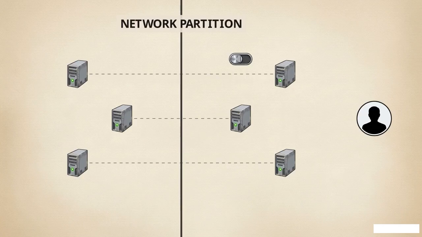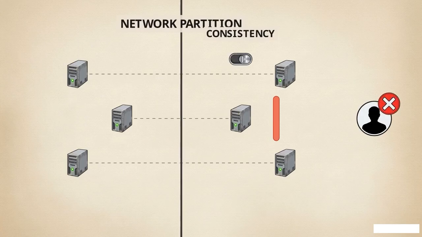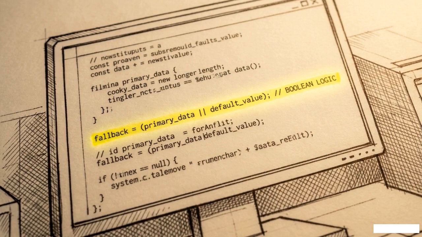Because network partitions will happen, the system forces a choice. The node must either reject the request to ensure no one reads inaccurate data, preserving consistency, or it returns the data it currently holds, even if it's stale, prioritizing availability. Architects must hard-code this choice based entirely on the specific business logic of the application.